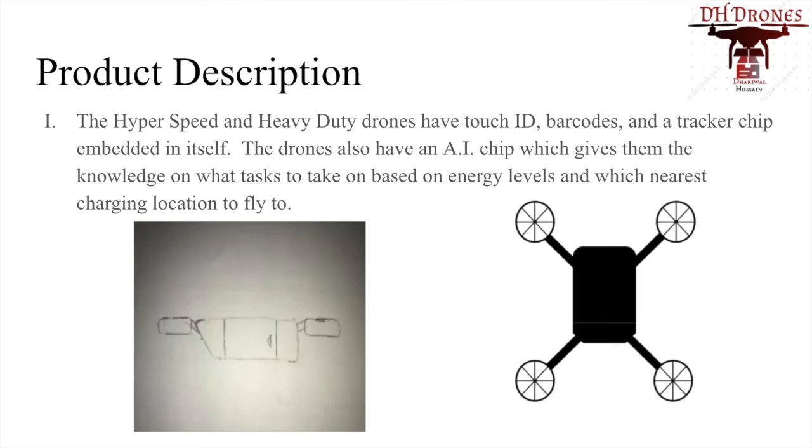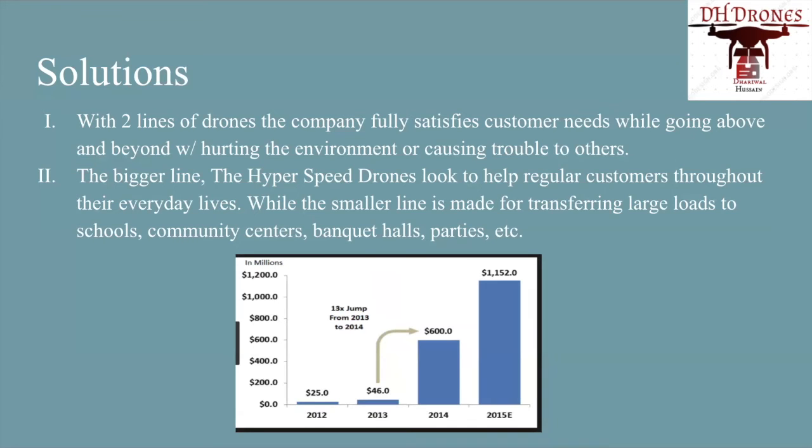Now, we have done all the mathematical calculations on how many charging stations will be needed in the Bay Area. All we need now is basic streamlined funding from you investment bankers. So the two solutions we've come up with are two lines of drones, so the company fully satisfies customer needs while going above and beyond without hurting the environment or causing trouble to others.